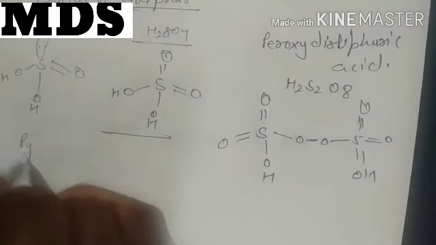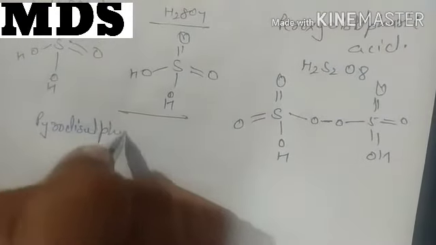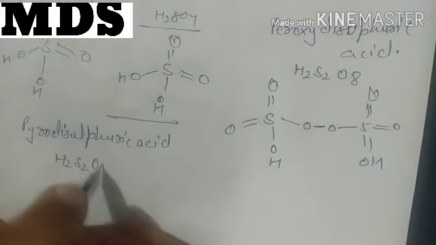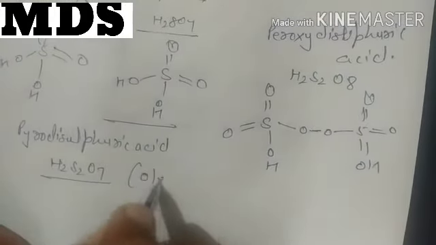The other important one is pyrodisulfuric acid. The formula for this one is H2S2O7. This is the important one. It is also known as oleum.